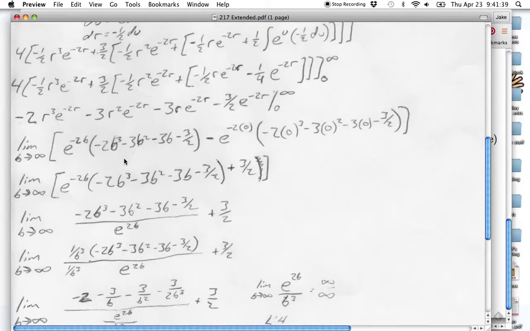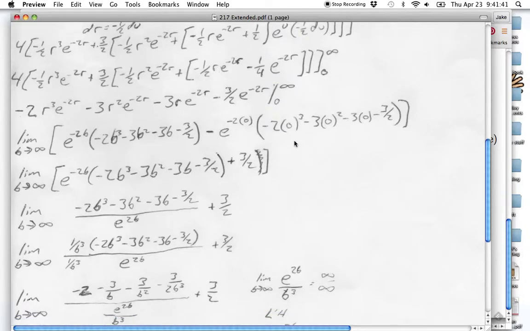Okay, so now we'll simplify this a little bit. E to the negative 2 times 0 is e to the 0, which is 1. So I have 1 times whatever I get out of here. These three terms go to 0. Then I have 3/2 here, negative 3/2. So negative 1 times negative 3/2. So I have this here.